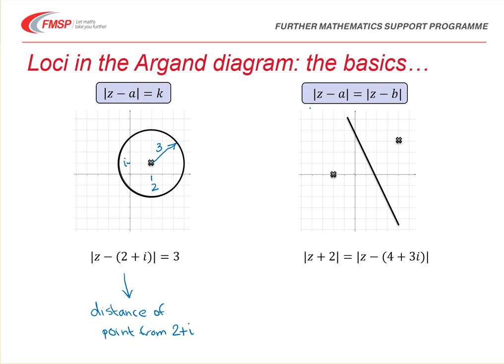In the second example, you should recognise that the modulus of z minus a is equal to the modulus of z minus b, where a and b are complex numbers, forms the perpendicular bisector of points representing a and b in the Argand diagram. In my example, if we rewrite this as the modulus of z minus 2 is equal to the modulus of z minus 4 plus 3i, then we end up with minus 2, 4 and 3i in the Argand diagram, and the locus of points is the perpendicular bisector.